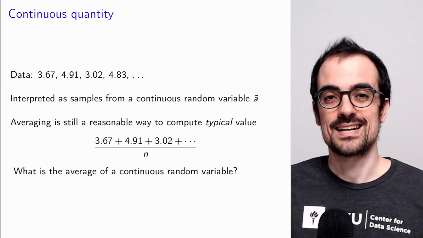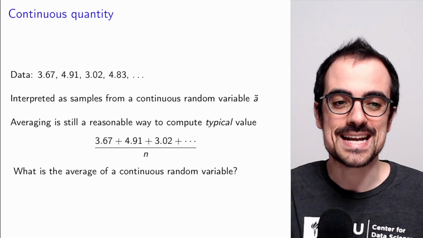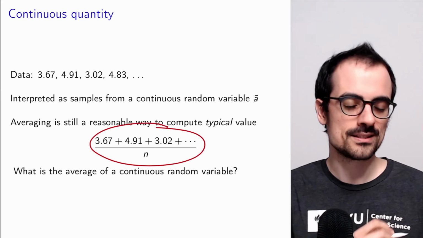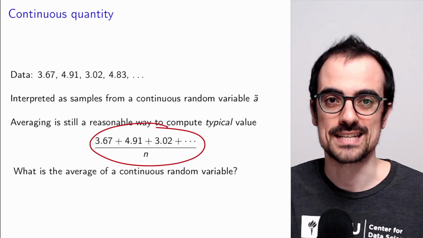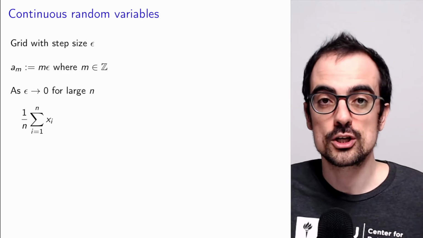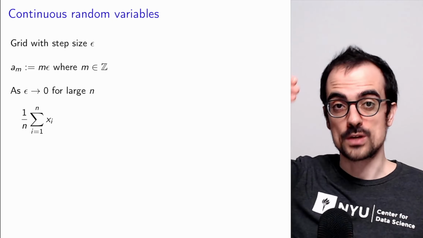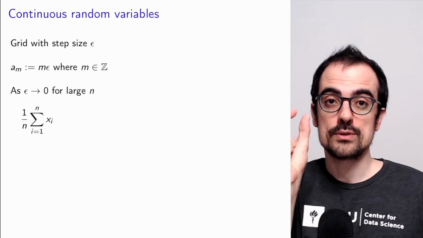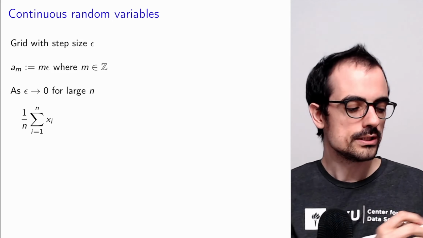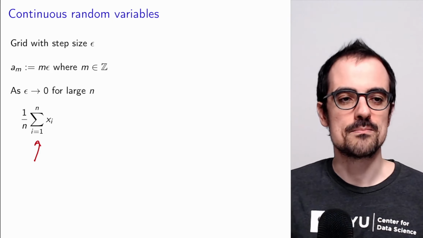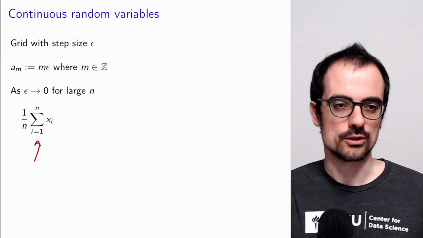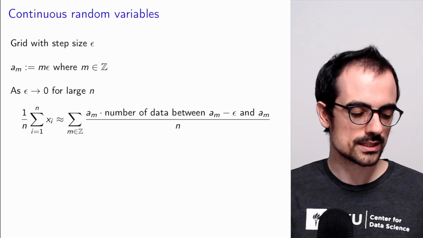How do we derive an average of the continuous random variable that approximates this average when we have many samples? Now things get a little bit complicated. We're going to define a grid on the real line where the grid values are separated by epsilon. I'll draw a picture in a moment. And we're going to try to express the sum of many samples from the continuous random variable in terms of the values on that grid. So let me show you the expression.